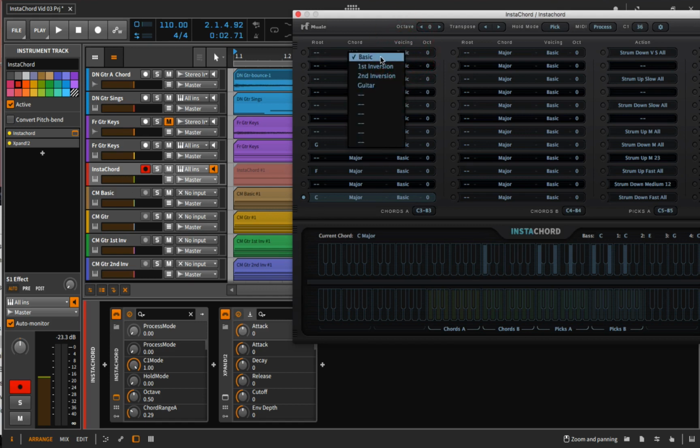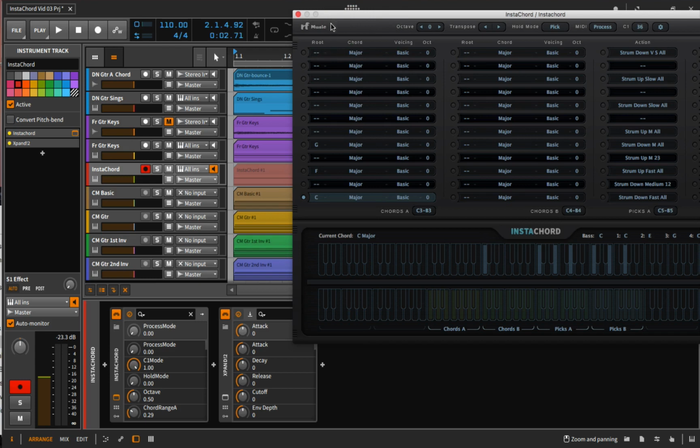On InstaChord you have basic settings, which I was curious to know if it was basic as in how a keyboard player would play it, or basic as for how a guitar player would play it. I have first and second inversion, and I also was curious if these were based off keyboard inversions, or I should say keyboard voicings, or if they were from guitar voicings. This one that says guitar obviously should be mimicking a guitar voicing, but as I said, I'm not a guitar player, so I had my doubts, so I wanted to investigate.